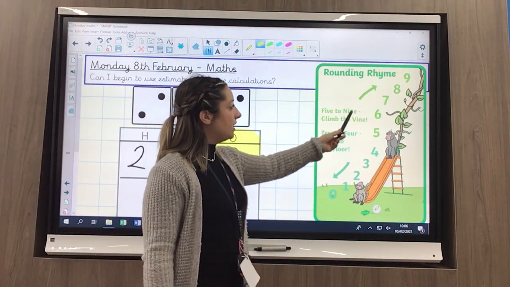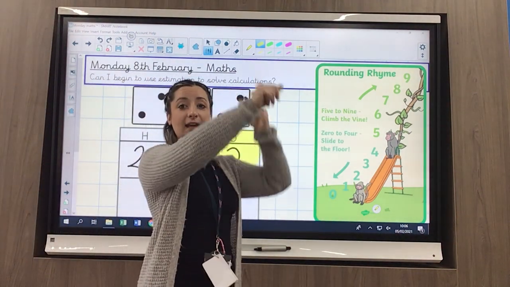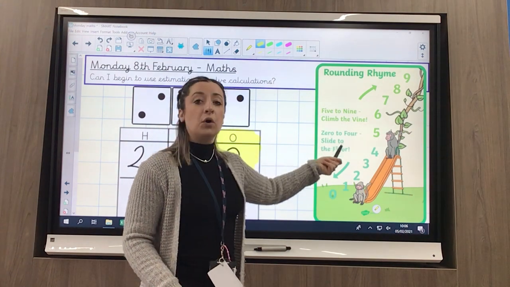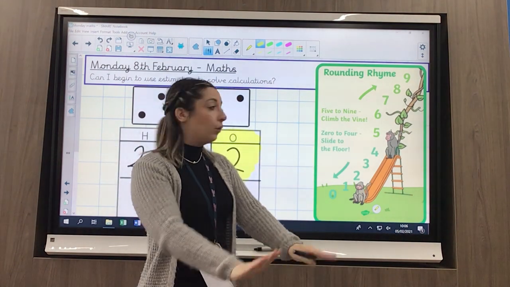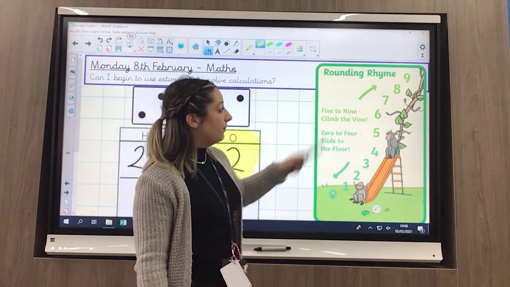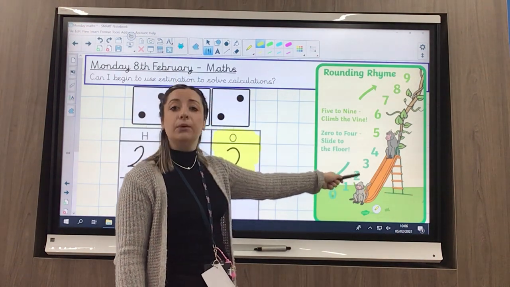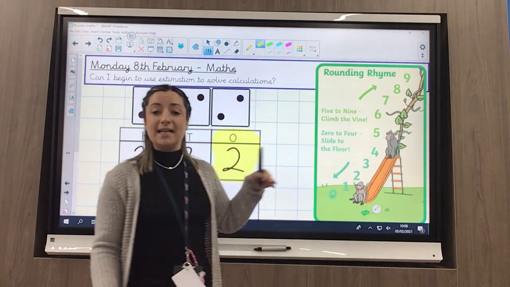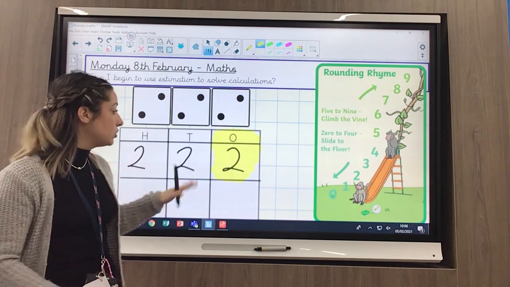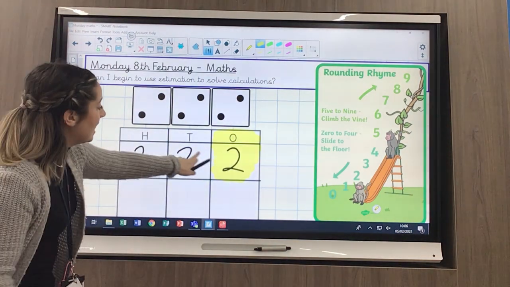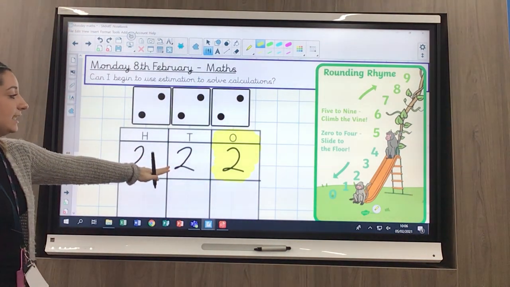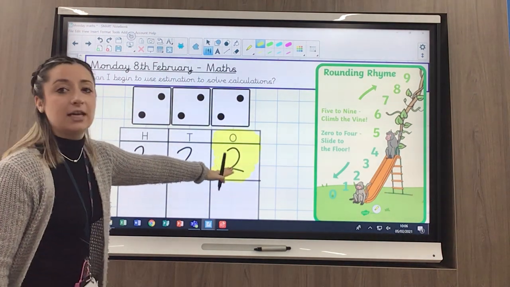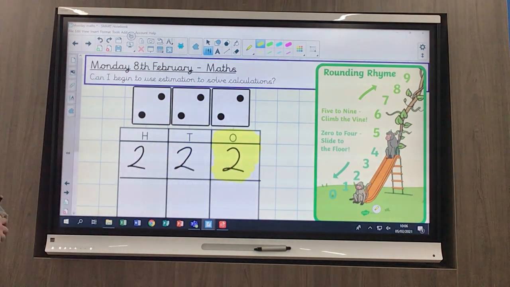So 5 to 9, I climb the vine. 0 to 4, we slide to the floor. So is it 0 to 4? Yes, it is. It's the number 2 on my vine. So I need to slide to the floor. So actually, my nearest 10 is going to be 20. It's not going to be rounded to 30 because it doesn't have the number 5, 6, 7, 8 or 9.